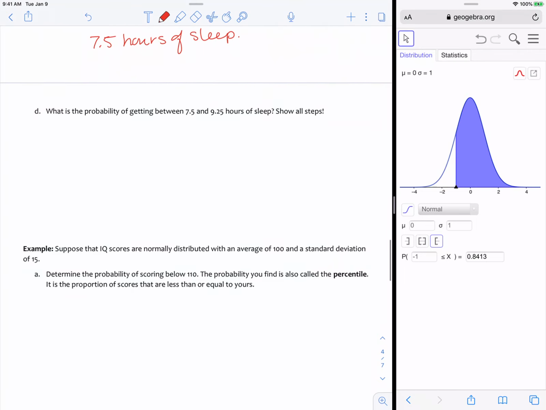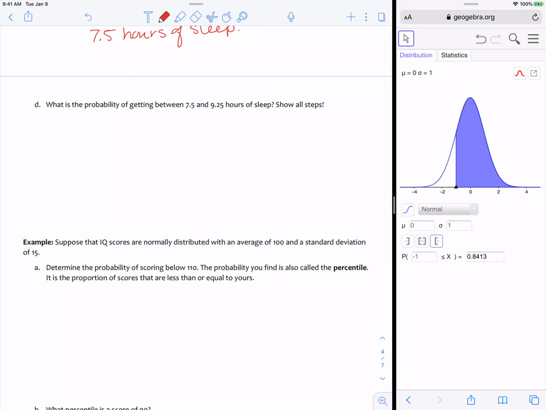All right, so now what is the probability of getting between 7.5 and 9.25 hours of sleep? Okay. And we want to show all steps. All right, so we need to start by, again, drawing our picture always. This is normal, mean of 8, standard deviation of 0.5. This is hours of sleep. There is 8. And 7.5 is down here, and 9.25 is up here. And so I'm shading the area in between.